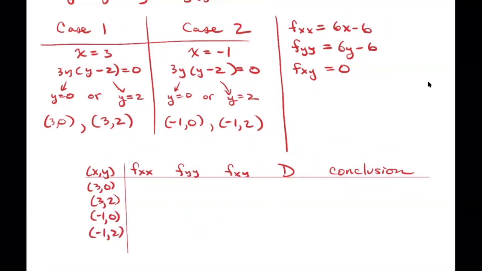Okay. So fxx is 6x minus 6. You could think of this as 6 times (x minus 1). So x is 3, so that'll be 6 times 2, which is 12. fyy is 6 times y minus 6, or if you like, it's 6 times (y minus 1). But y is 0, so this I think is going to come out as a negative 6. fxy is 0 in every case, so I'm just going to go ahead and put that down as 0 all the way.